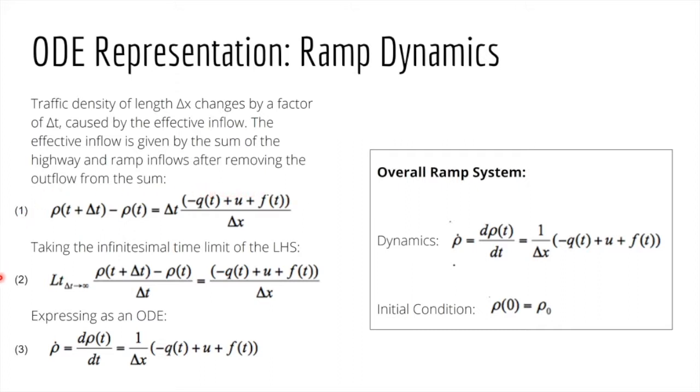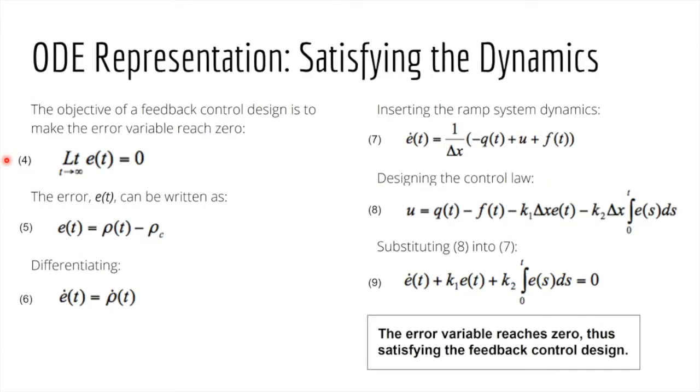The infinitesimal time limit of the left-hand side provides us with equation 2. In equation 3, equation 2 is expressed as an ordinary differential equation. This provides us with the ODE model of the ramp system with the initial condition that density at time equals 0 is the initial density of the freeway. The objective of a feedback control design is to make the error variable 0. So, as time approaches infinity, error will equal 0. Critical density is the ideal, the goal for a freeway. Thus, error can be written as the difference of the current freeway density and the critical freeway density as shown in equation 5.